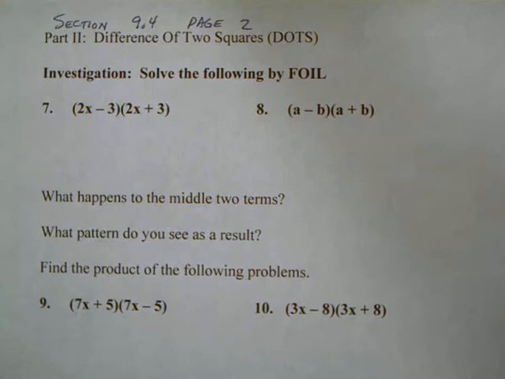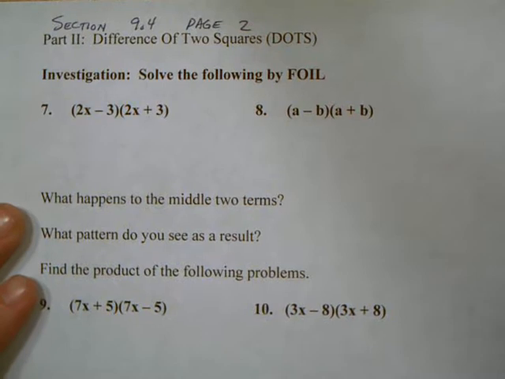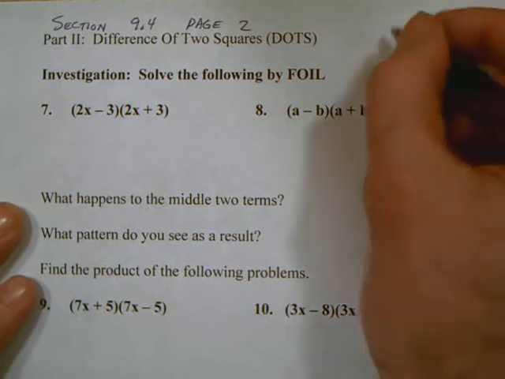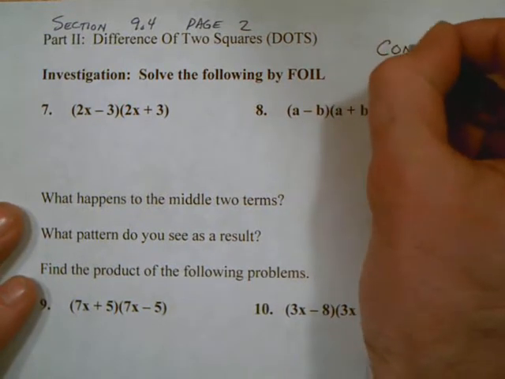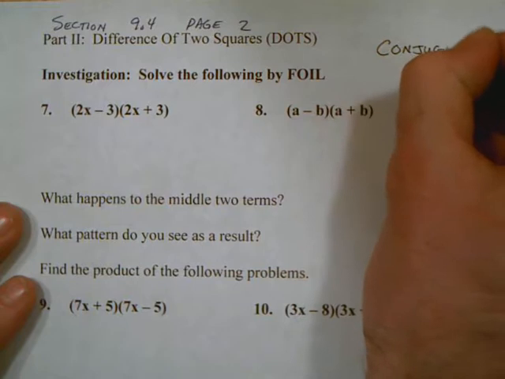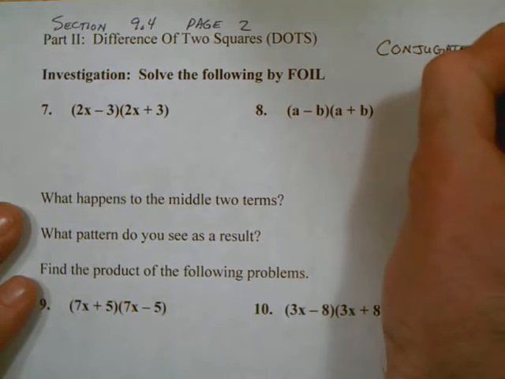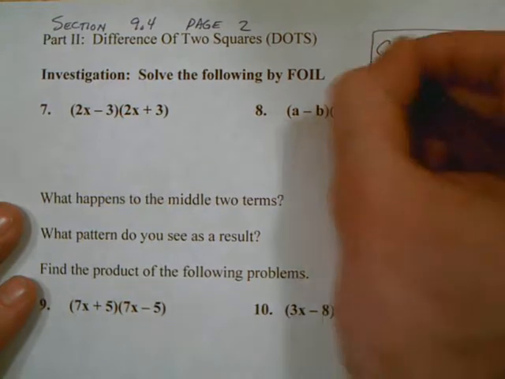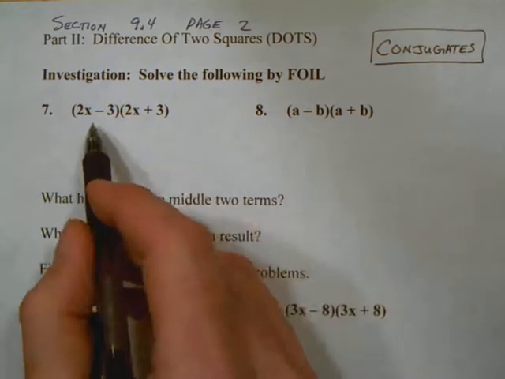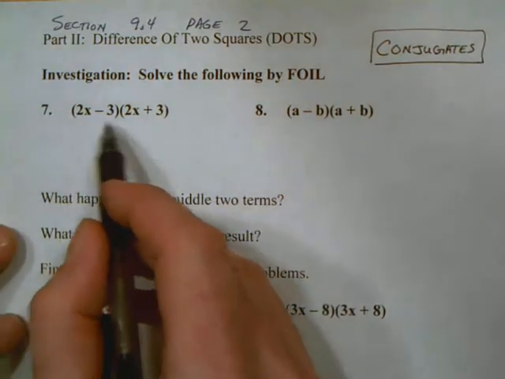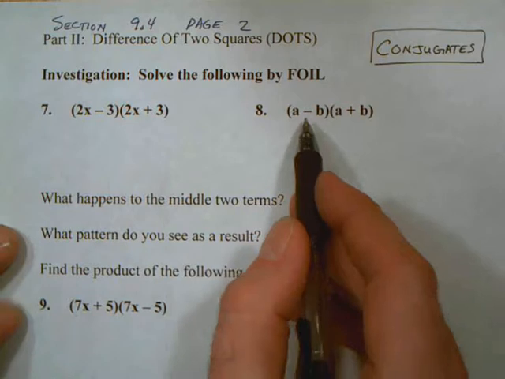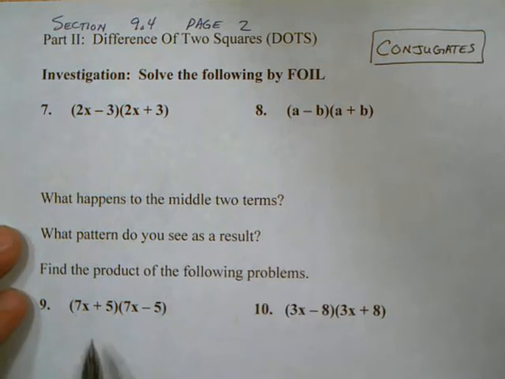This is the second half of section 9.4. It's the other shortcut called the difference of two squares, or DOT as we've abbreviated it. The difference of two squares happens when you have something called conjugates. Conjugates is a new word. Conjugates are when you have two binomials that are exactly the same except one's a minus and one's a plus. Our examples here are all examples of conjugates.